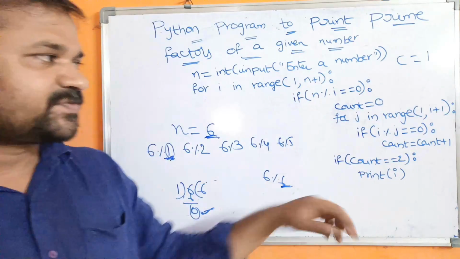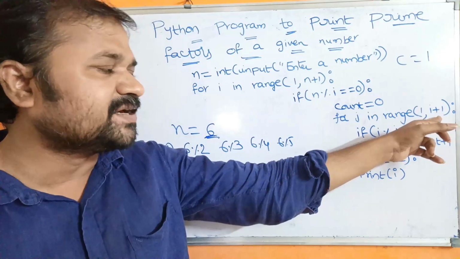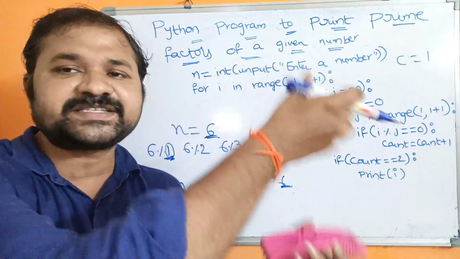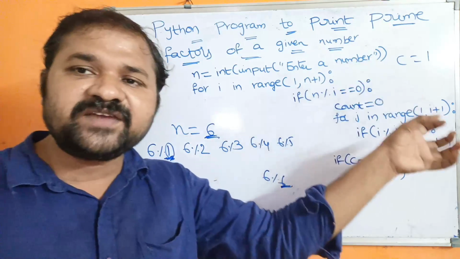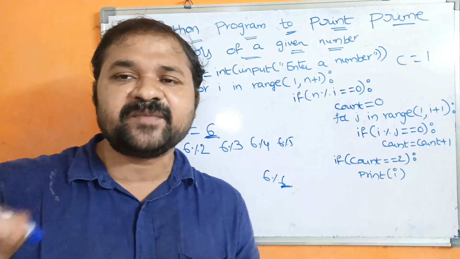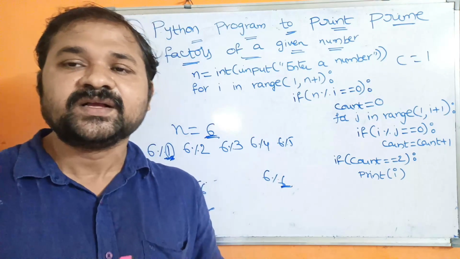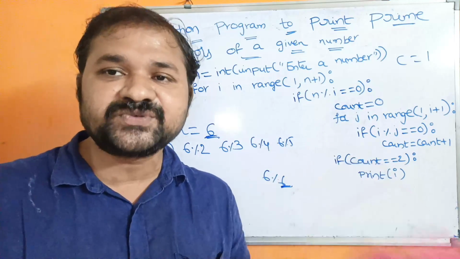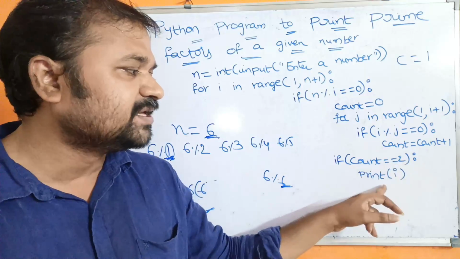Next, here the i value is 1 only. So the for loop will be repeated up to 1 iteration only. Next the condition will become false, and the control comes out from the for loop. Whenever the control comes out from the for loop, we have to check whether it is a prime number or not. A prime number should have two factors, so whenever the count value is 2, we can say that it is a prime number. So if count double equals 2, then print that number.